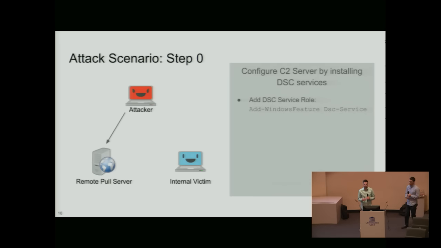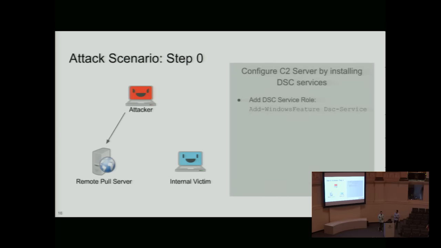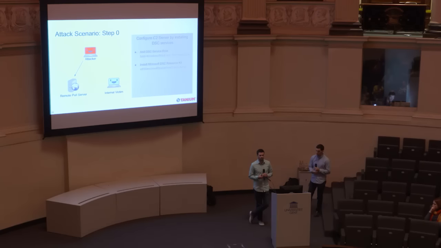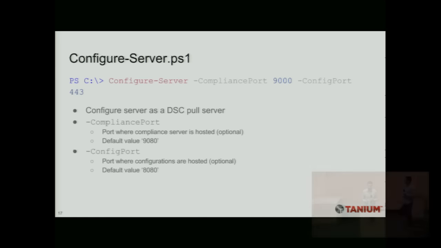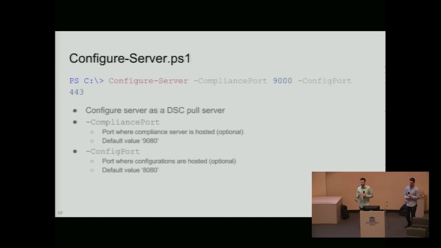And what this does is this installs all the prereqs that DSC requires, it installs the DSC service, and then what you need to do is install the required PowerShell modules. This actually comes in a zip, you just unzip it to the location that you want, and then these modules are always available to you in PowerShell. And then finally, you run our configure server script, which is part of the DSCompromise framework, and your server is ready to go. What the server script actually does is it initializes the DSC server with some optional parameters.